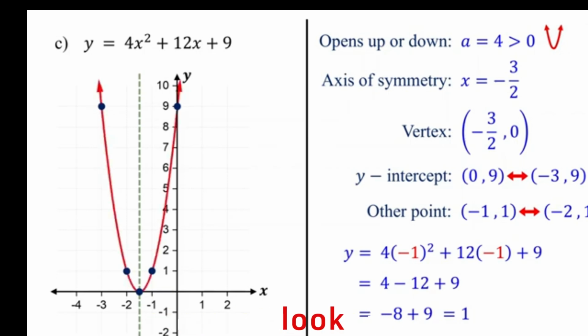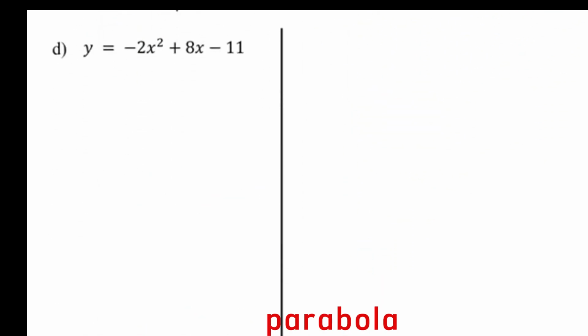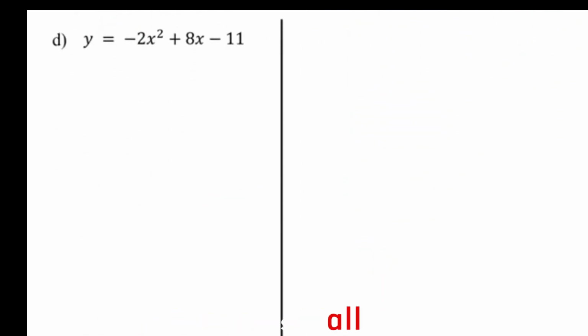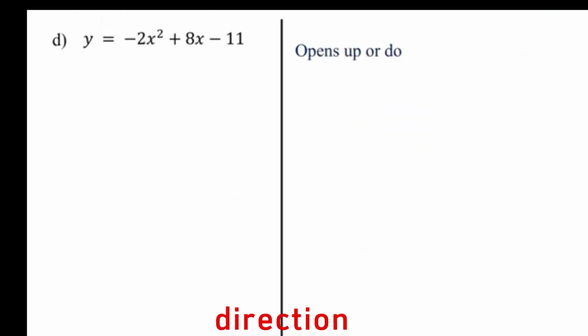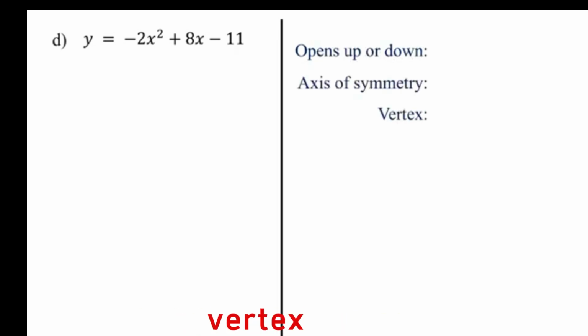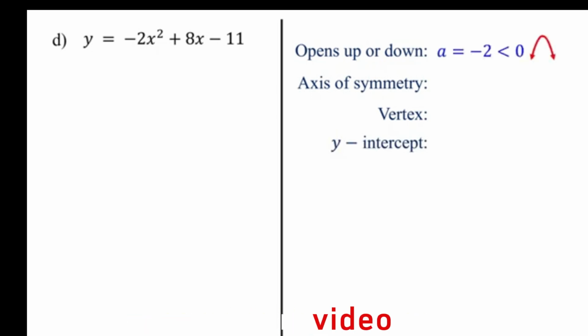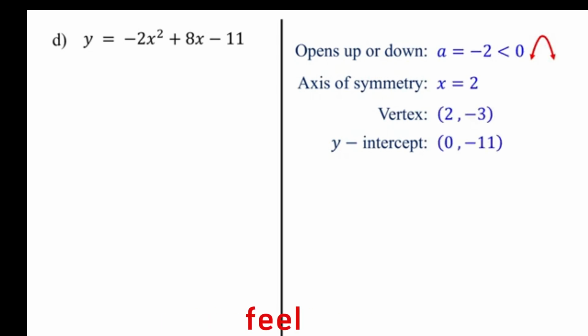Now, let's look at our final example, where the parabola does not cross the x-axis at all. You can determine the direction of the parabola opening, the axis of symmetry, the vertex, and the y-intercept, following the same steps we used in the previous 3 examples. I will leave the answers and you can pause the video to work on the calculations. If you have any questions, please feel free to leave them in the comments below.